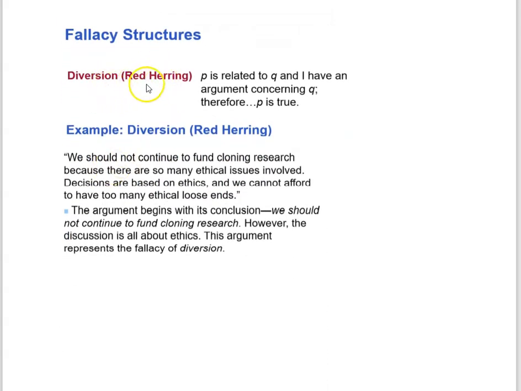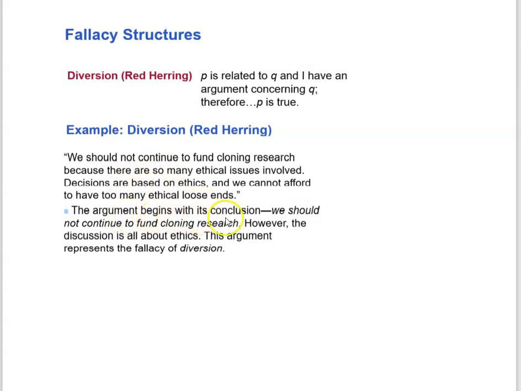A diversion, which it's also called a red herring. P is related to Q, and I have an argument concerning Q, therefore P is true. Okay, we should not continue to fund cloning research because there are so many ethical issues involved. Decisions are based on ethics, and we cannot afford to have too many ethical loose ends. So basically they're saying we shouldn't fund cloning because there are too many ethical issues, and we don't want to have too many ethical loose ends.